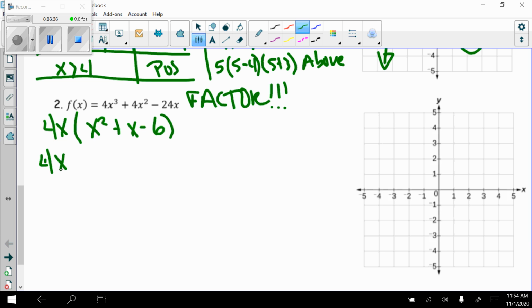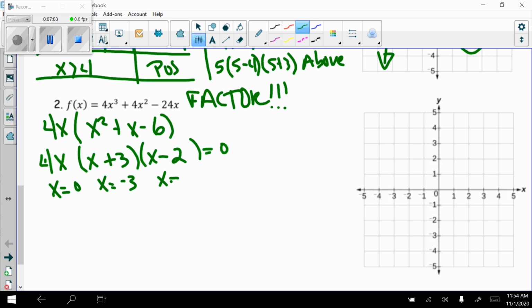So I still have my 4x out here, 2 sets of parentheses here, x and x. And I'm asking myself, what can I multiply together to get negative 6 and add to get a positive 1? That's going to be a positive 3 and a negative 2. Now we set each of these factors equal to 0. So when we do that, our zeros are going to be x equals 0 from 4x equals 0, x equals negative 3, and x equals positive 2.